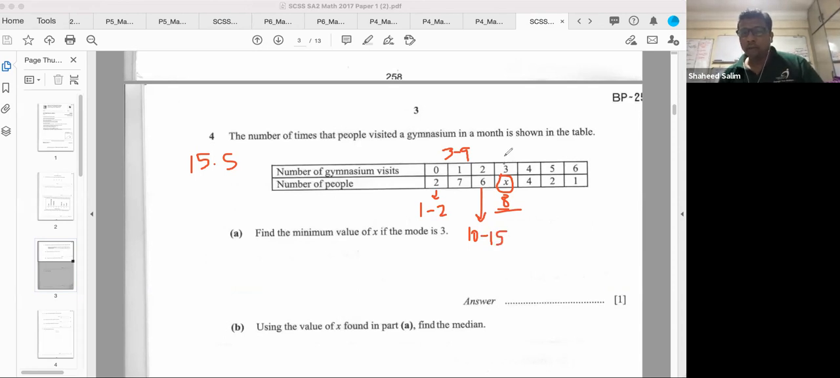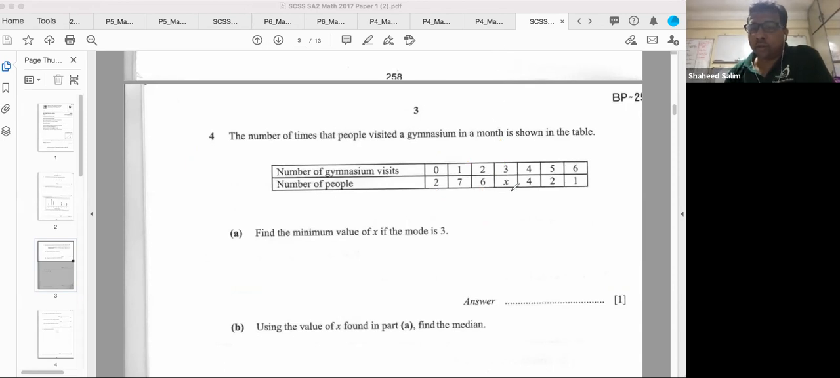The next one down here, 16. How do I get it? Because there's 7% here. Now imagine I change this to a dot, so that you can see clearly. This one we assume is 8.